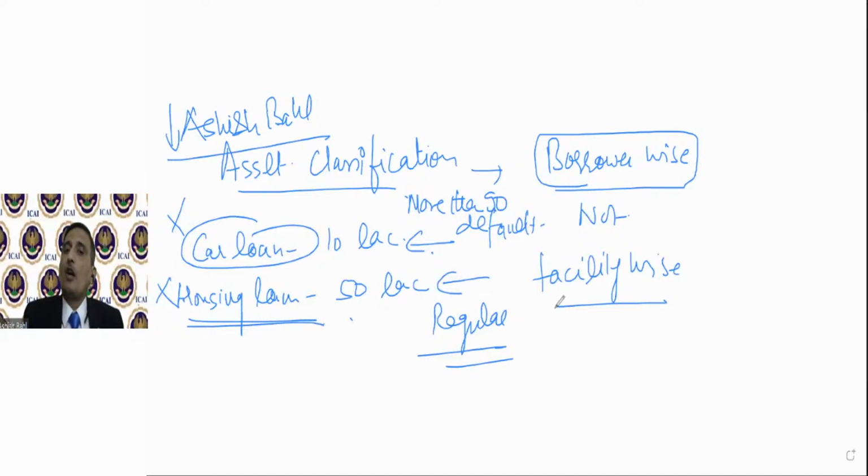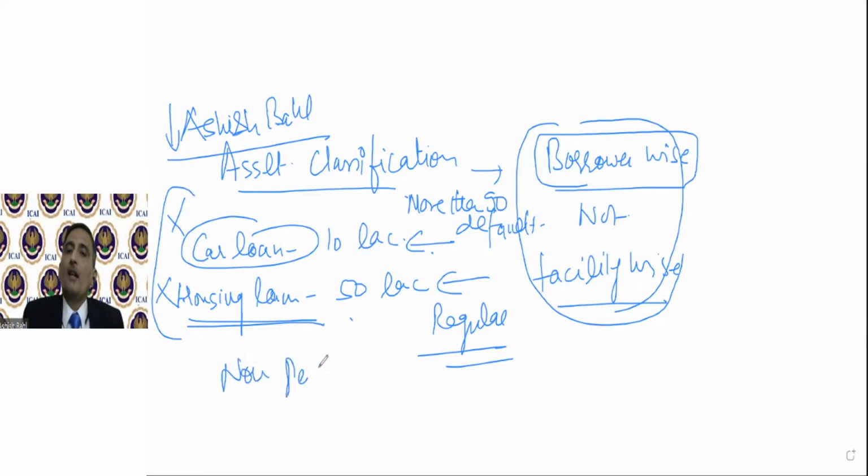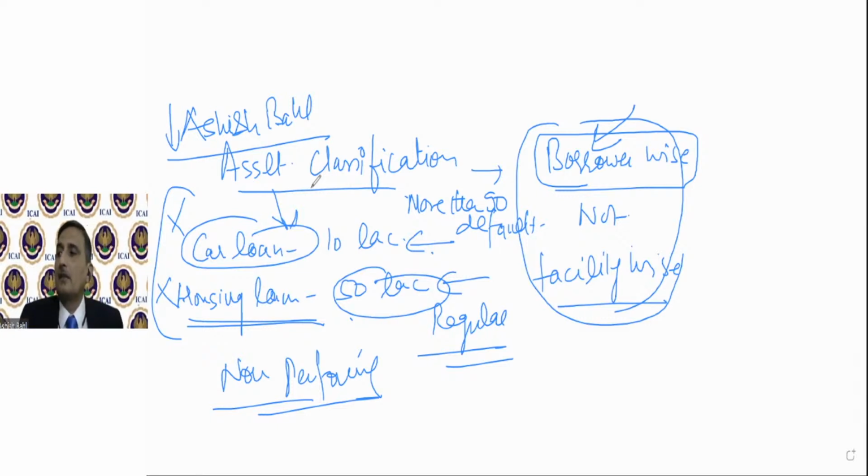Then what would happen? The bank would classify both loans as non-performing because asset classification is done borrower wise, not facility wise. Although one account is running regular, the other account condition applies, given that both are in the name of the same person. So the asset classification is done borrower wise, not facility wise. Clear, guys? Is that point clear?